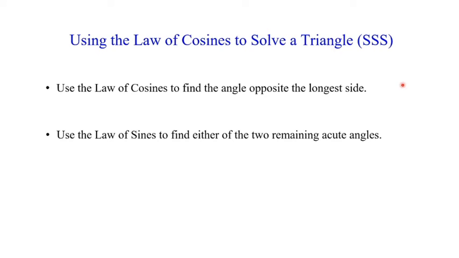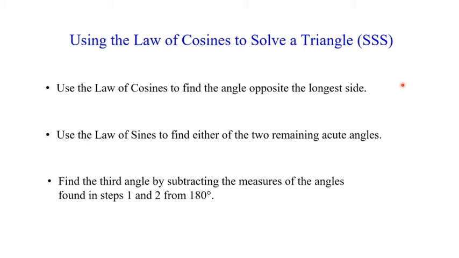So, we're going to find the two acute angles using law of sine, and then find the third angle by subtracting the measures of the angles found in steps 1 and 2. Or, you can use the law of cosine. Actually, you can use the law of cosine to find the missing angles using the alternative formula. That's another way that you can compute. Para hindi na kayo malito. You can use the law of cosines to find the missing angles.